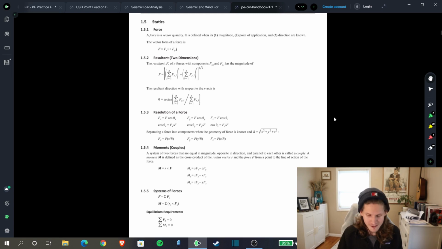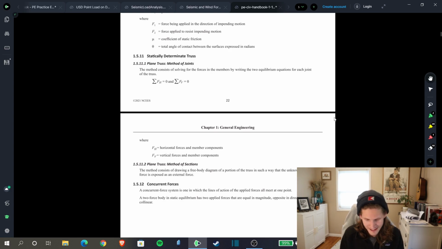Moving on from there, we have section 1.5, statics. Need I go on? Of course you need this. You can even see they have statically determinate trusses and they give you the two methods in order to solve for this. Unfortunately, this is a little vague. They give you method of joints and then they say, or you can use method of sections, but they don't really give you any example or figures to talk about that at all. And I think that's kind of a letdown.